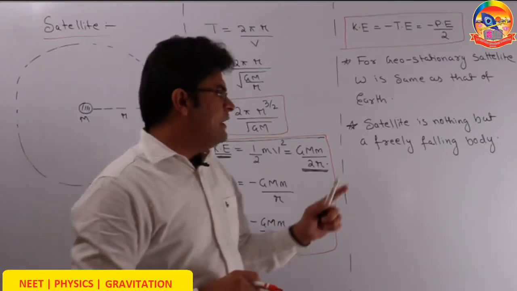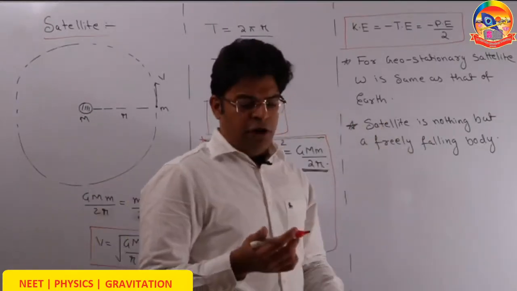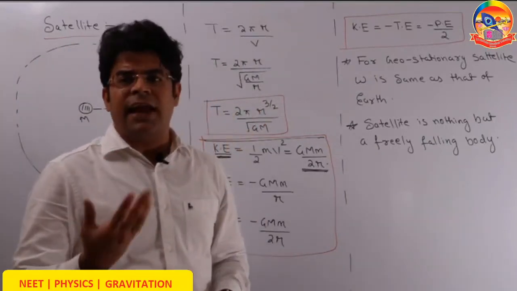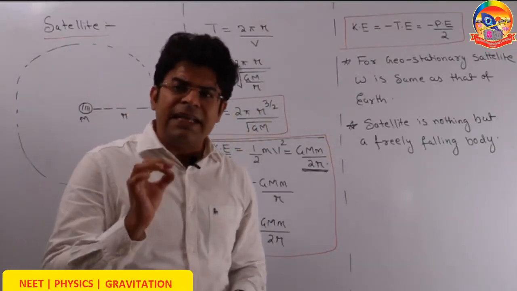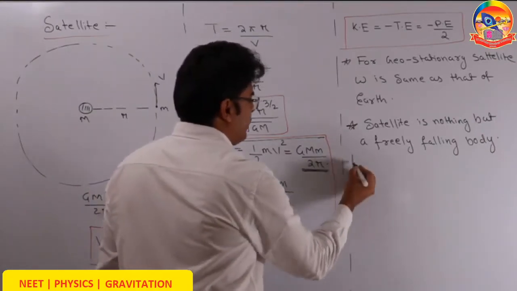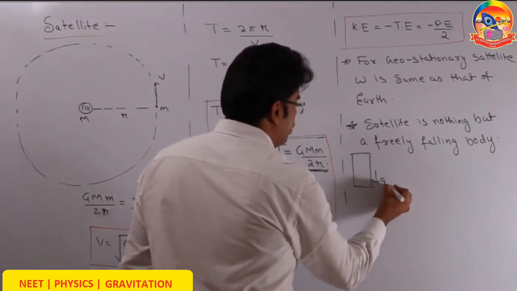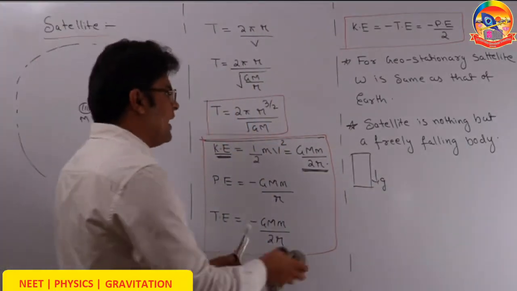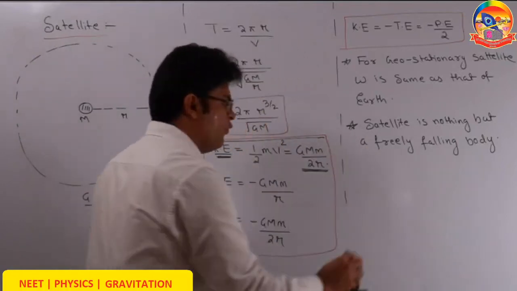Second, a satellite is nothing but a freely falling body, and this is an important article. People think that in a satellite there is no gravity. Inside the satellite, g effective is 0. If you have a lift that is freely falling, what do you write g effective? You write g effective as g minus g, that is 0. A satellite is again a case of a freely falling body.